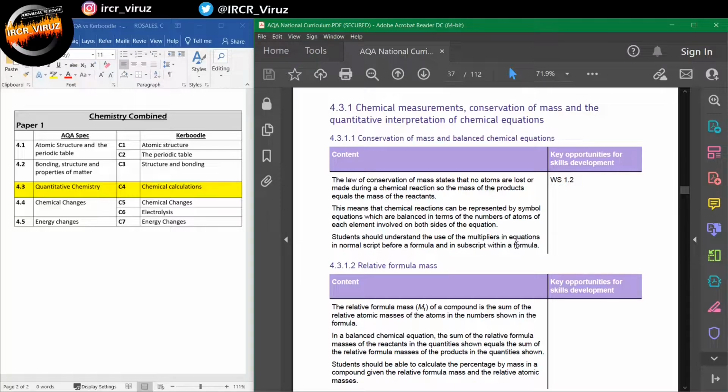So if you have, I don't know, maybe 35 atoms going in as reactants, you're going to have 35 atoms coming out as products as well, okay? So that's essentially what conservation of mass is, okay?